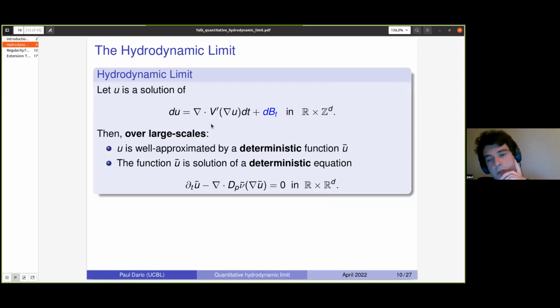Actually, if you start with even V, which is C11, then you can get that nu bar is C2 also. And if you assume more regularity on V, for instance, if you assume V is smooth, then you get nu bar is smooth also. I think Scott Sheffield conjectured that if V is C2, then nu bar should be C infinity. But this is still not proved.